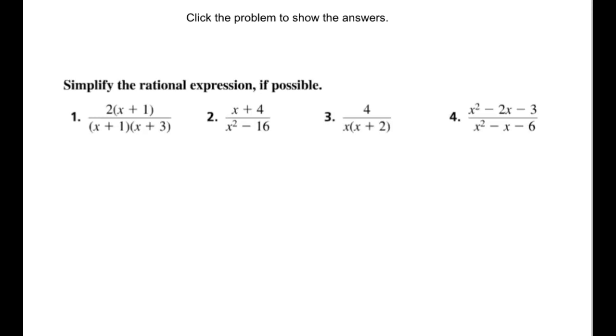So here are some monitoring progress. I want you to try it, especially number 4. See if you can first factor these and then simplify from there. Because number 1's pretty easy and given to you, so see if you can factor first.